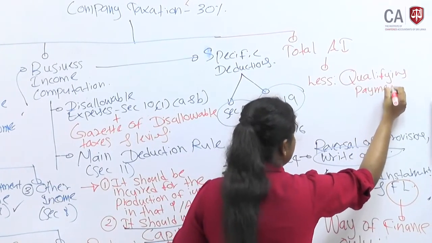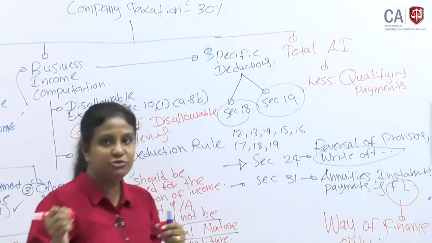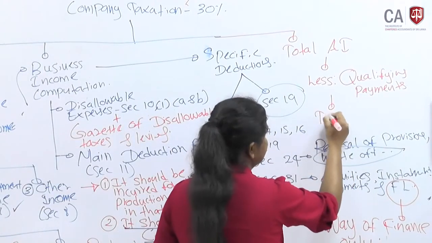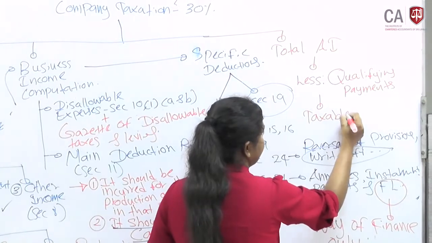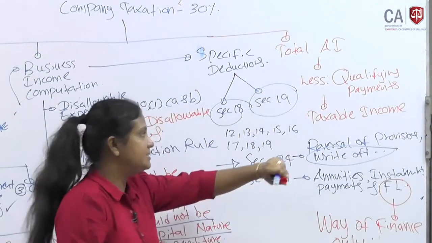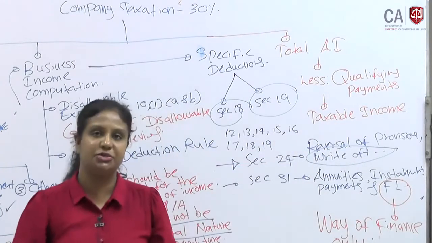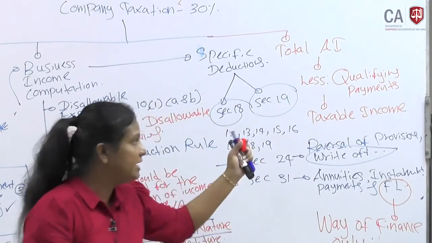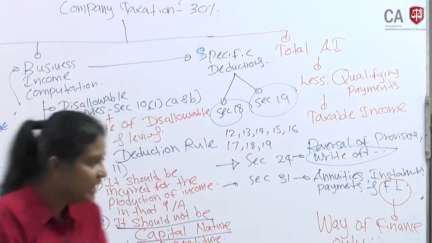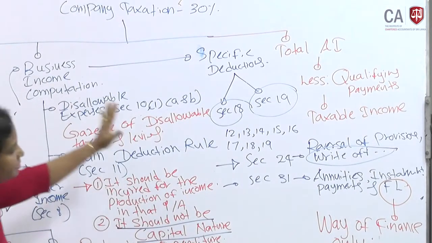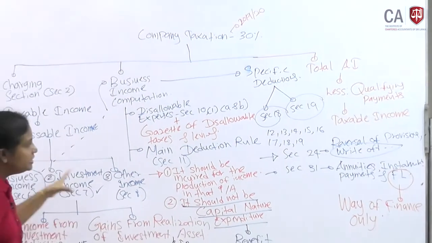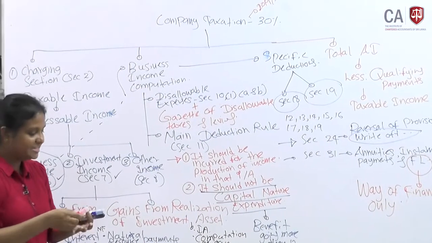Qualifying payments as per section 52 and the 5th schedule to the act, then you are in the taxable income. Then, as I have explained, application of tax rates, you end up with the tax liability, minus tax credit. This is the overall picture for you to have a good understanding of company taxation.